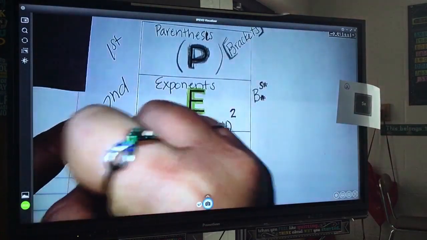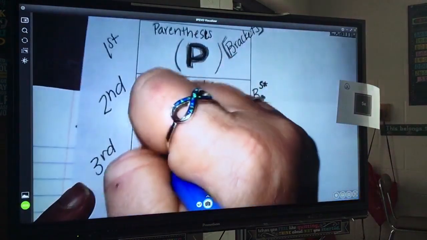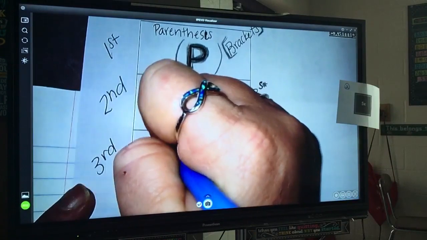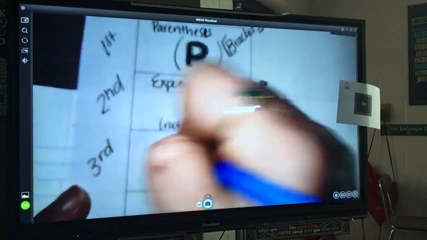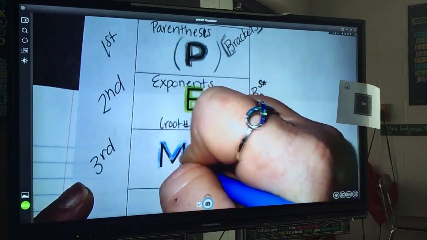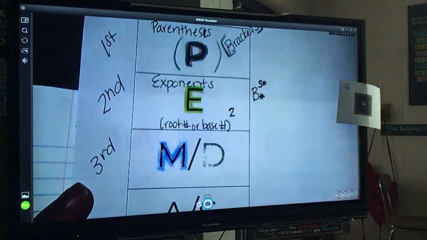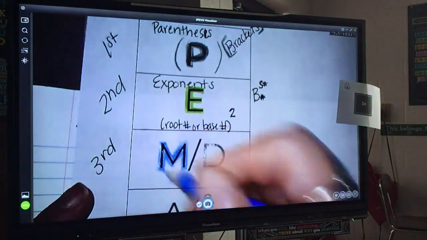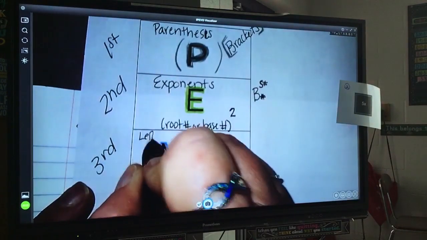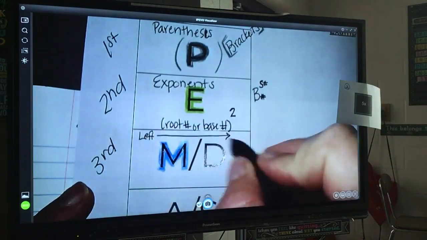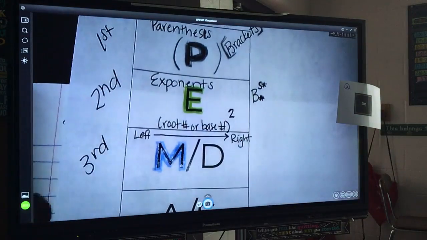Alright, the third thing that you do is multiplication or division. Why do we change it from "and division" to "or division"? Michaela? Because if division is first, we do division first and not multiplication. Right. So it's left to right, whichever comes first on the left, going to the right.